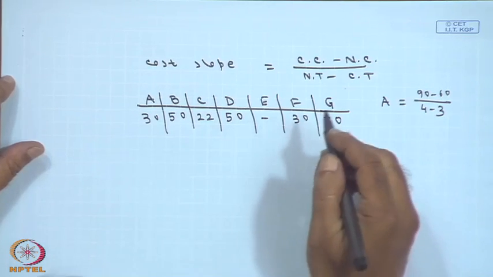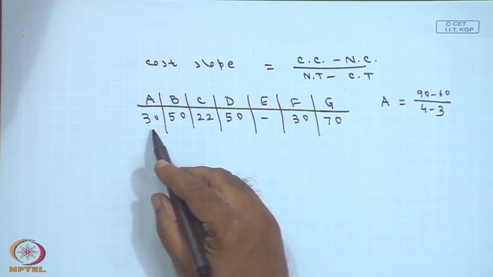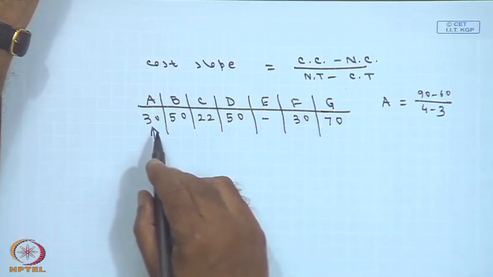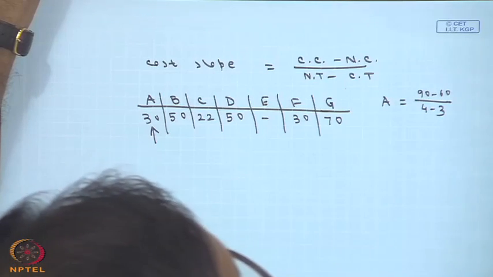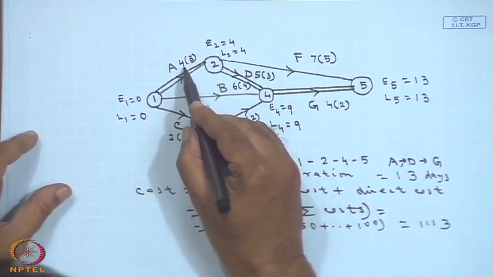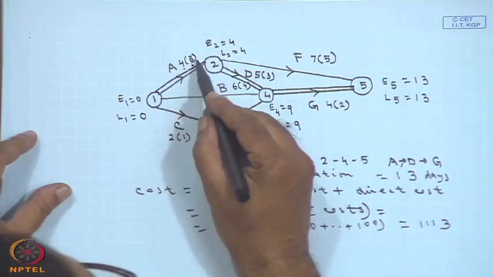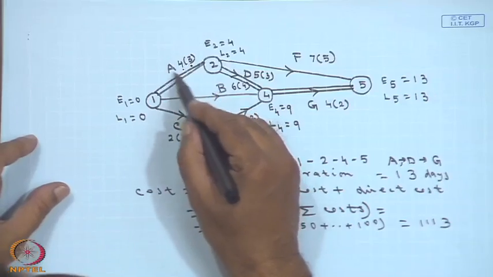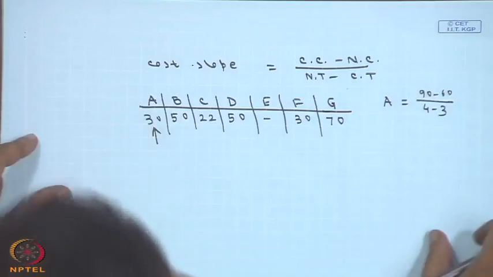So, if you see, activity A has the minimum slope over here. I am first talking about A, then I will go to activity F. Activity A has the minimum slope, which means the normal time is 4 and the crash time is 3. That means you can reduce it by 1 day only. So, what can I do on this diagram? I can reduce the activity A by 1 unit only, and I can make a new table from here.